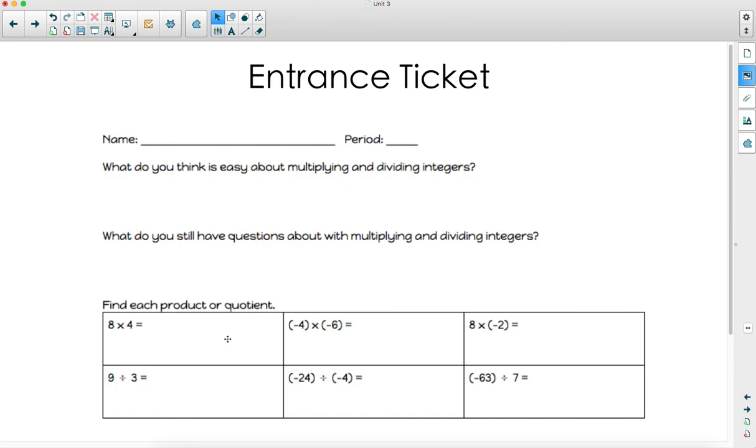Okay, and then below that, I have a couple questions for you to do. The top row has to do with all multiplying, and then the bottom row is all division. So make sure that you're trying to use those rules that we just talked about to answer these questions.